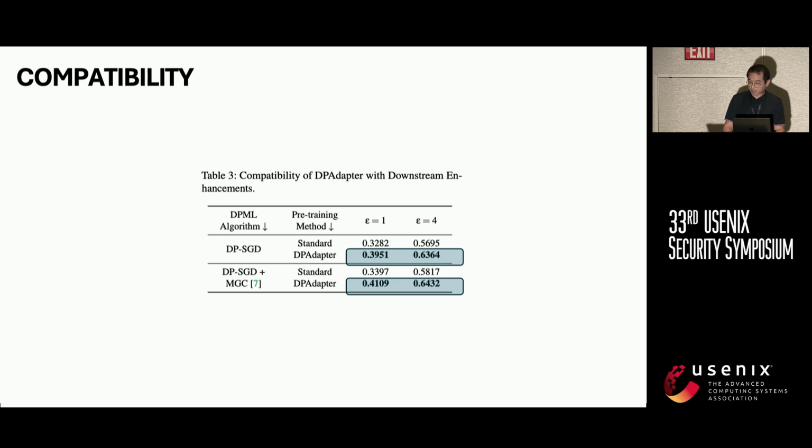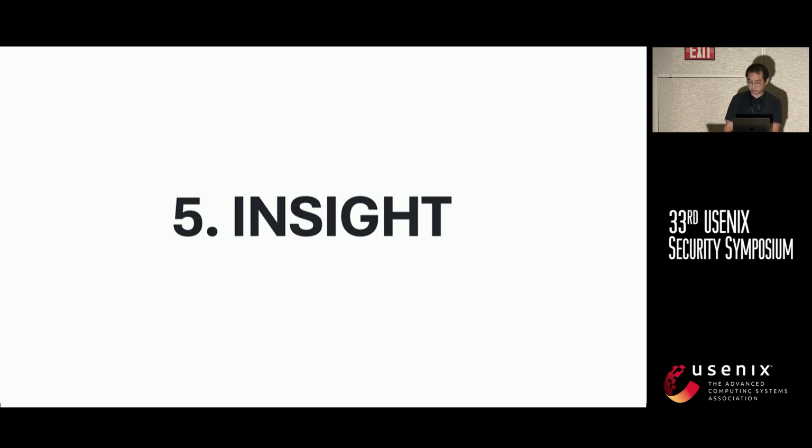Since DPAdapter optimizes from a unique angle, not from the DPML phase itself but from the upstream, it naturally leads us to consider the potential for even greater results when combined with other DPML enhancement techniques. Here we present one such combination, enhancing the pre-trained model with DPAdapter and pairing it with an existing DPML enhancement technique, MGC, implemented in the downstream. The combination of DPAdapter plus MGC surpassed the performance of using MGC with a standard pre-trained model alone, resulting in a 12% improvement in accuracy.